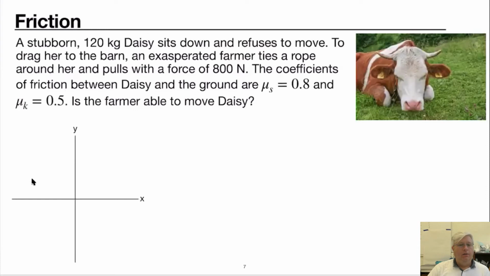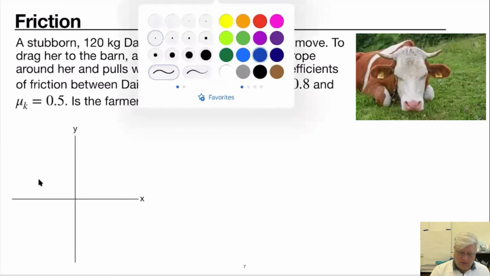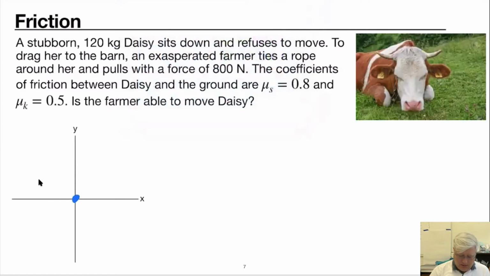Again, we see that static friction is greater than kinetic friction, and it's sort of the same scenario here. We want to determine what force we need to apply to overcome the static friction. If we want, we could make a free body diagram. She's on the ground, so she has a weight downward.